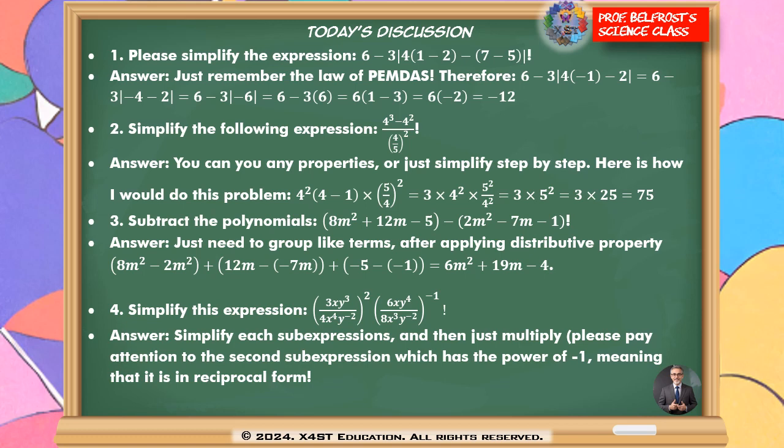Actually, this is very easy. Just apply the distributive property of the minus sign to the second expression, and then group the like terms, and you can obtain 6m squared plus 9m minus 4. Number 4, simplify the expression shown. Okay, so there are some things that you need to pay attention to.